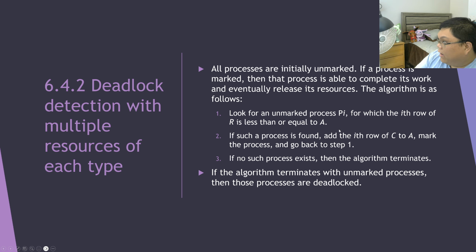We're going to look for an unmarked process Pi for which the ith row of R is less than or equal to A. If such a process is found, add the ith row of C to A, mark that process, and go back to step 1. We're going to repeat steps 1 and 2 repeatedly until we mark every process or we find that no such process exists. If no such process exists, then the algorithm terminates. If the algorithm terminates and there are unmarked processes, then those processes are deadlocked.